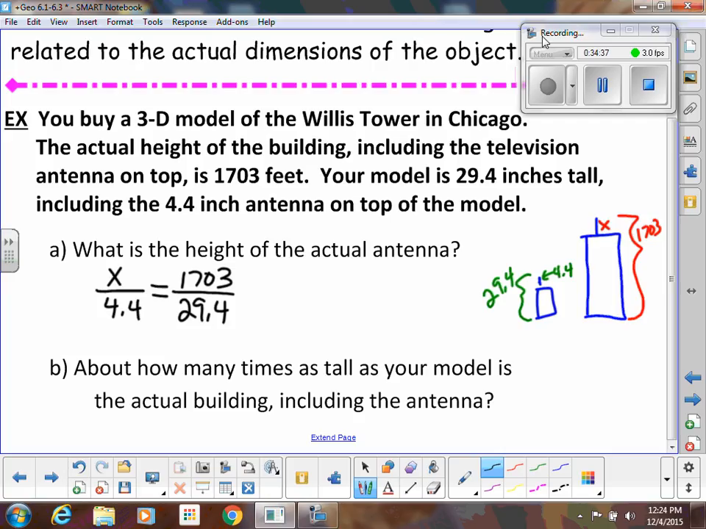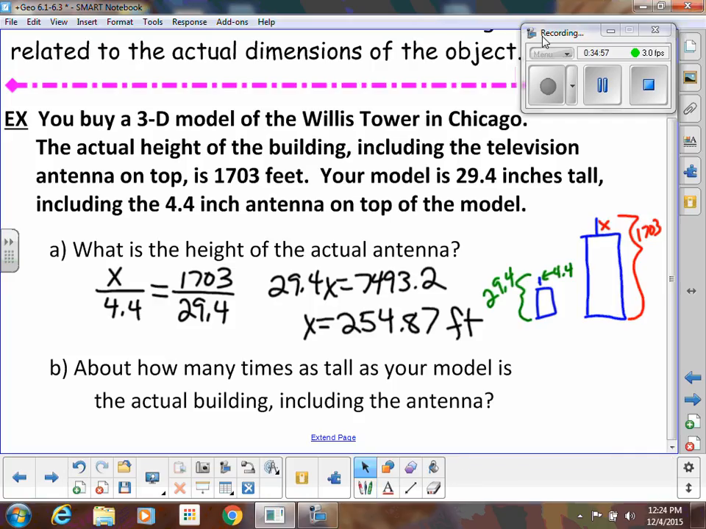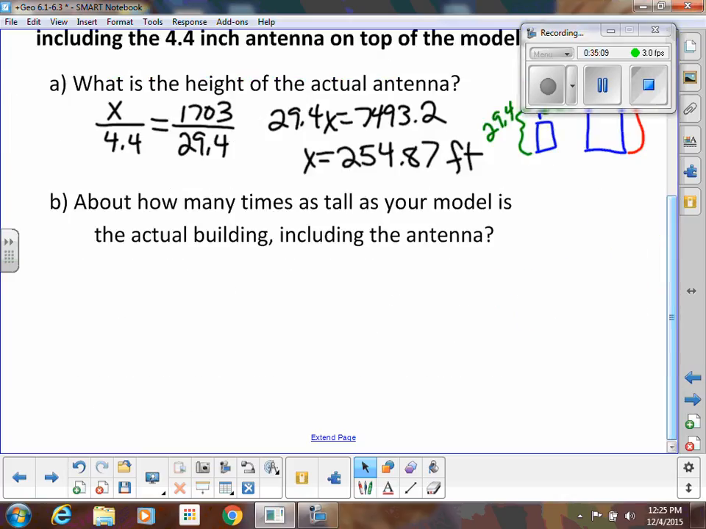So I'm going to have 29.4x is equal to 7493.2. Divide by that, and then we get x is equal to 254.87. Now, since we're in actual height, then we're talking about feet here. Now that they're asking how many times as tall as your model is your actual building. So now we're just comparing the actual heights. So keep in mind that 1703 is in feet, and if I'm going to compare it to the height of my model, I have to change that into inches.